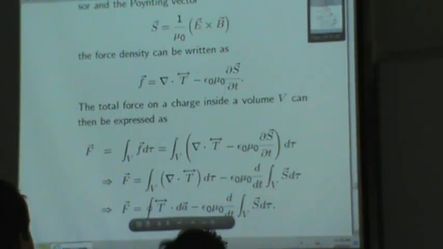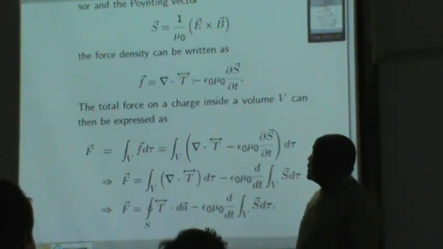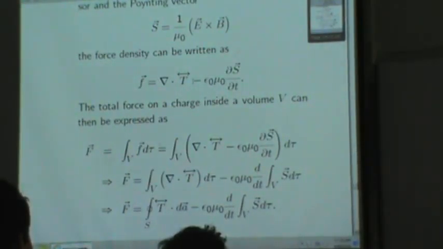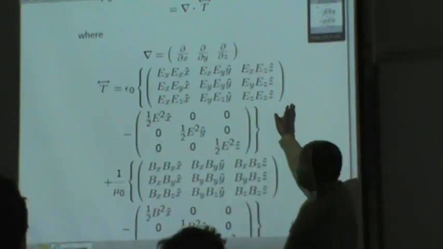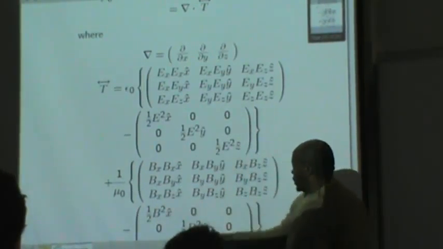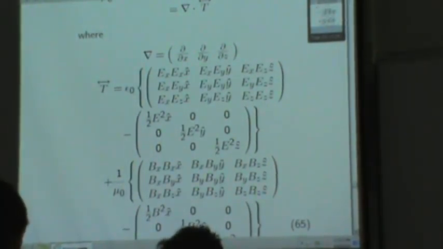which is expressed in terms of the divergence of the Maxwell stress tensor and the time derivative of the Poynting vector. And the Maxwell stress tensor is expressed in terms of the electric and magnetic field tensors, which is given by that. So that's the Maxwell stress tensor. This represents the electric field, and this one represents the magnetic field. Today we will see the application of this Maxwell stress tensor to find the force in an electrostatic case, which we already know how to find. And also we will talk about conservation of linear momentum and conservation of angular momentum.